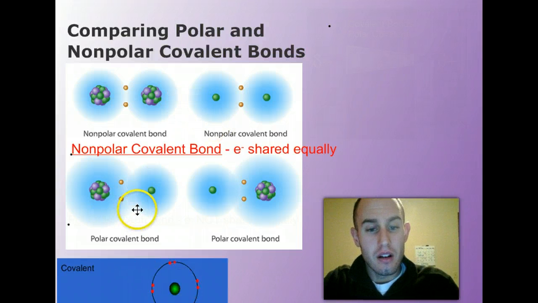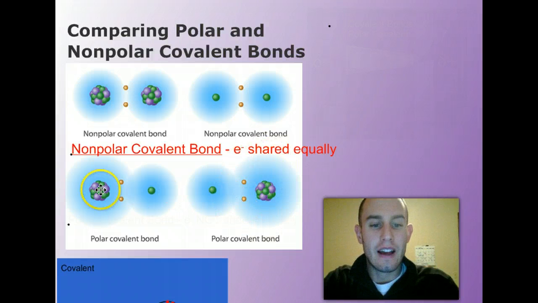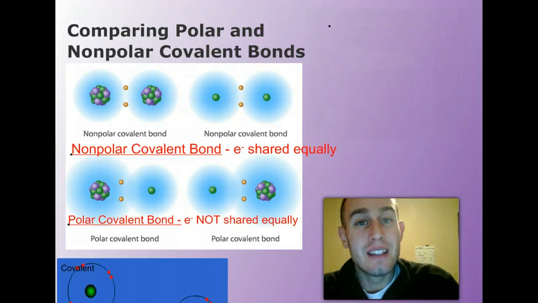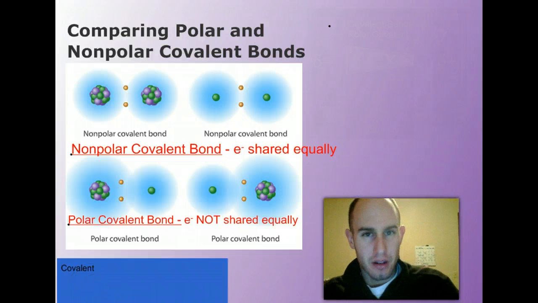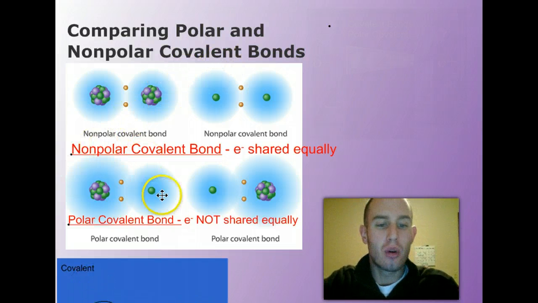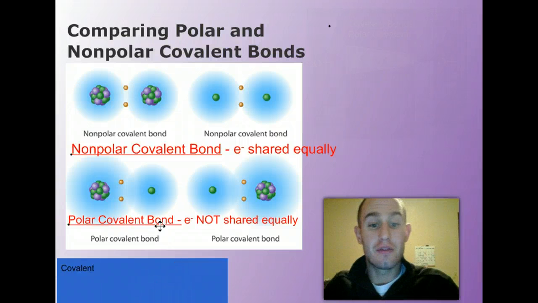Down here, however, you can see one cloud is a little bigger than the other. In this case, that is a polar covalent bond. And that means the electrons are not equally shared. So to help you remember the difference between nonpolar and polar, think polar, North Pole, South Pole. We're at the different poles of the Earth.